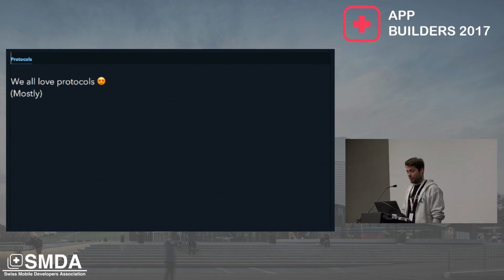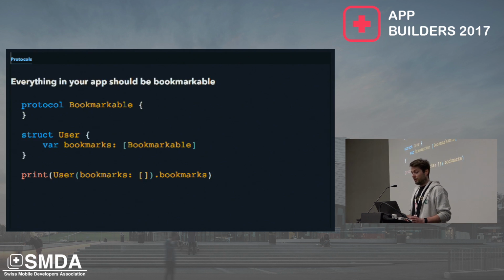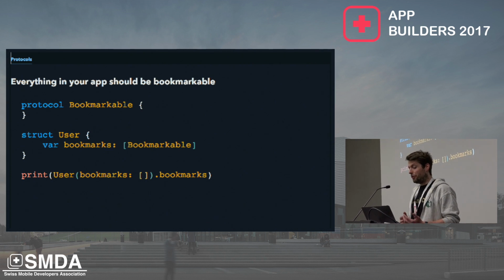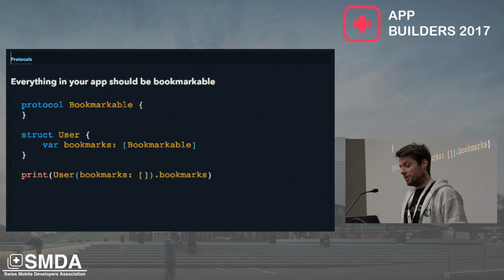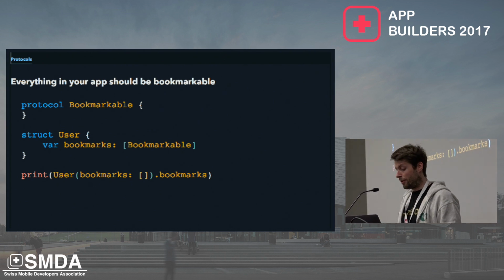Let's start with the actual topic, protocols. Most of us love protocols. You can use them with protocol extensions, with lots of different things. So when your product guy comes with the problem that everything in your app has to be bookmarkable, you think protocols. You can make a protocol Bookmarkable, and you can create a struct User that has bookmarks, and everything like a message or a text or a user can conform to the Bookmarkable protocol, and everything is fine. This code runs perfectly.